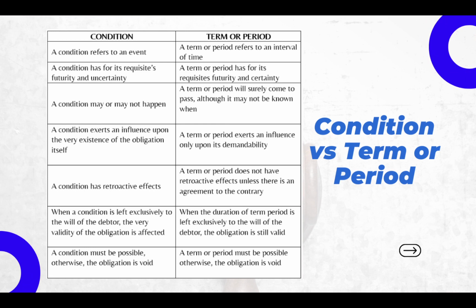When a condition is left exclusively to the will of the debtor, the very validity of the obligation is affected. When the duration of the term or period is left exclusively to the will of the debtor, the obligation is still valid. Class, tandaan nyo itong mga difference na to, ha? This is important that you understand this. A condition must be possible, otherwise the obligation is void. Yan sinasabi yan, dapat posible yung condition. Kahit na hindi magawa, pero dapat posible. At, of course, legal. A term or period must be possible, otherwise the obligation is void. May period bang imposible? Pag hindi namatay, lahat naman kasi mamamatay. Di ba? Okay? What else?